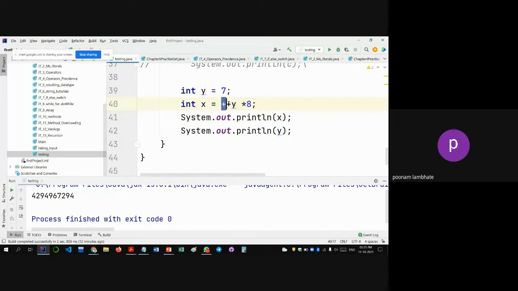So this is a pre-operation. Pre means you have to increase the value of y first. So at this line, y will become equal to 8. First increase, that is y is equal to 8. Now use this value of y inside the expression. So plus plus y is nothing but 8. 8 into 8 is 64. So x value will be 64. Now when I print out x, it should be 64 as you said, and when I print out y, it should be 8 as you said. Let us see.